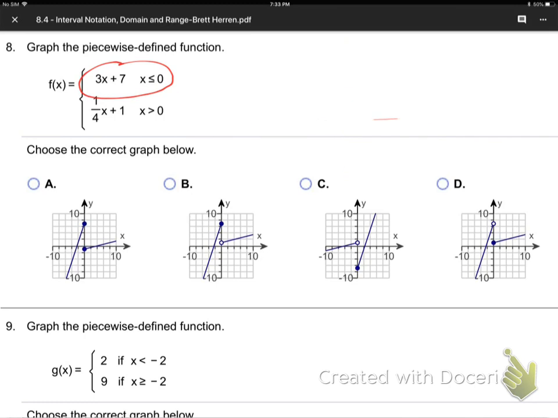They'll come in and go, okay, I know what to do. And they'll say, okay, where do we start? 7, right? That's correct, the number out there. 1, 2, 3, 4, 5, 6, 7. There's the first dot. And then the slope is 3, right? 3 over 1. So I'm out of room now, aren't I? That wasn't good.